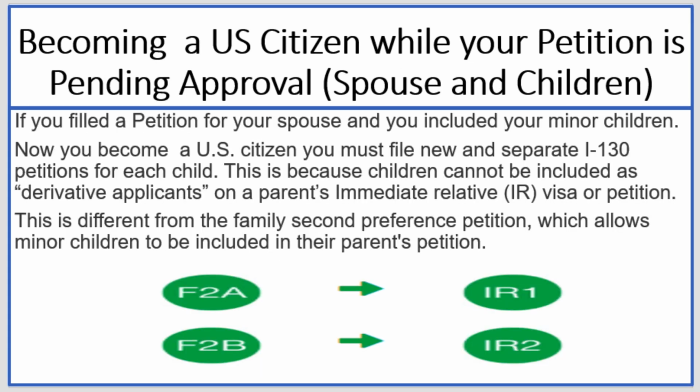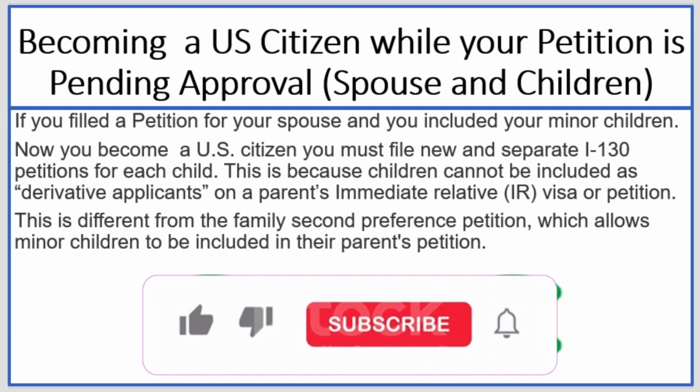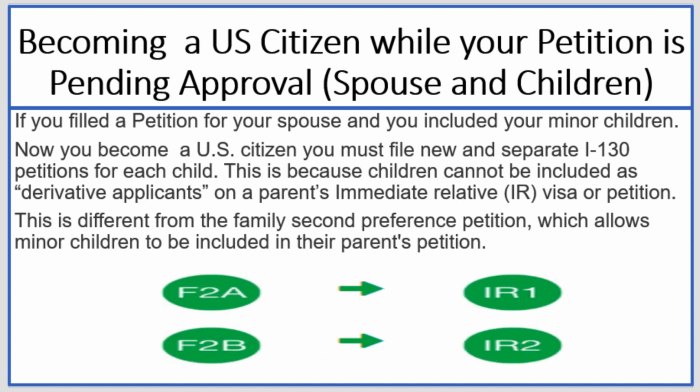Now, let's assume you become a US citizen while your petition is pending approval, for spouse and children. So if you filed the petition for your spouse and you included your minor children, now you become a US citizen. What's gonna happen? Now it's a big problem right here. Now you must file a new and separate I-130 petition for each child you have. This is because children cannot be included as derivative applicants on a parent's immediate relative IR visa or petition. It's totally different from a family second preference petition, which allows minor children to be included in their parent's petition. They are totally different.